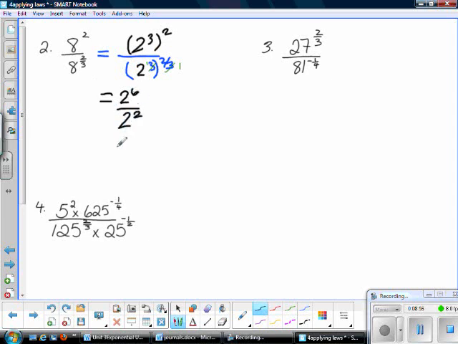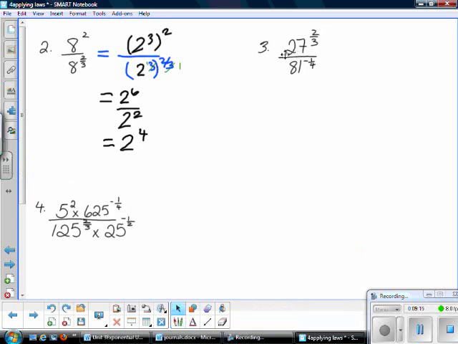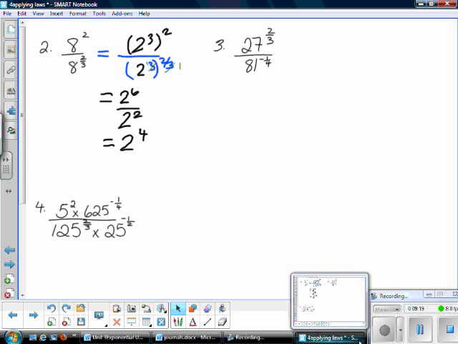Now my bases are both the same, and I'm dividing, so I subtract my exponents. So that's going to be 2 to the power of 4. So it's a single power to a positive, non-rational exponent. Okay, let's go and try the next one, and I'm just going to move it over on my page because it makes it easier with my writing with my tablet.